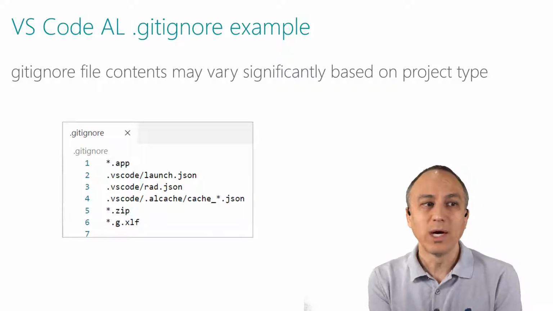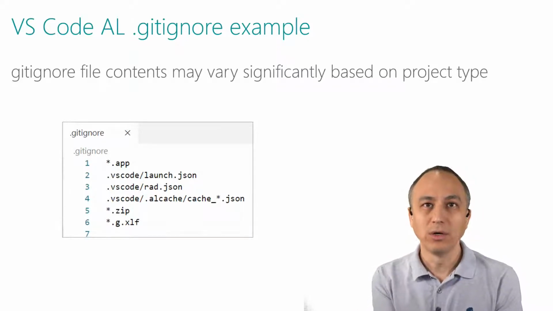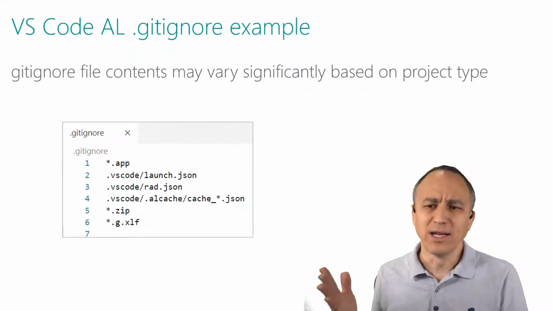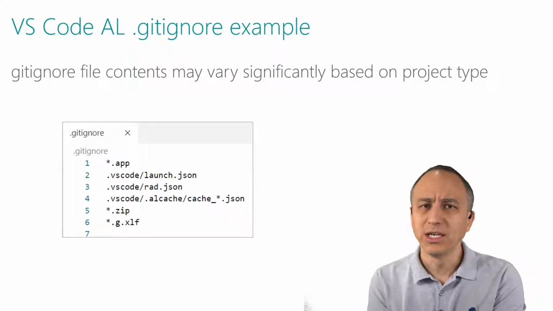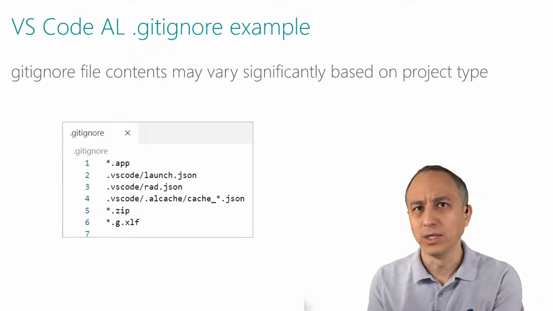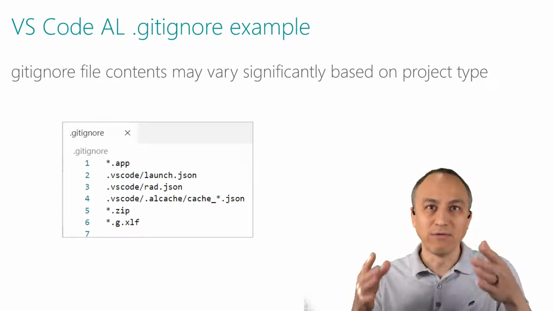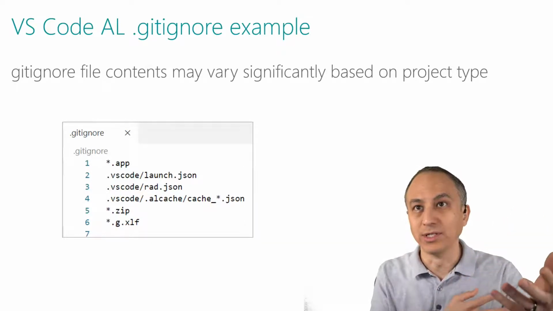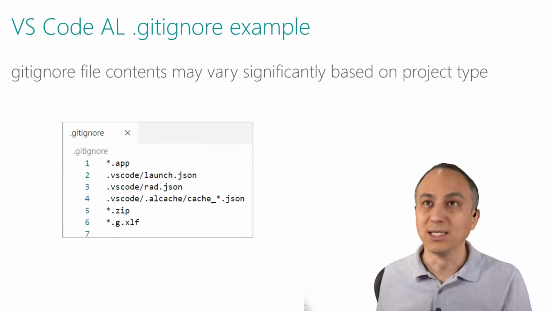So here is what a Visual Studio Code AL gitignore example might look like. And this is one that I created after taking, I believe it was, the class I took with Waldo, Eric Waters, his Azure DevOps class. And as part of that, he happened to cover Git and how that works in Azure DevOps. So we just discussed this as part of that.